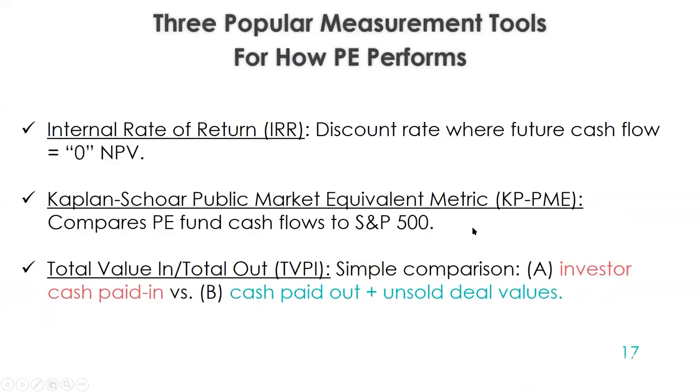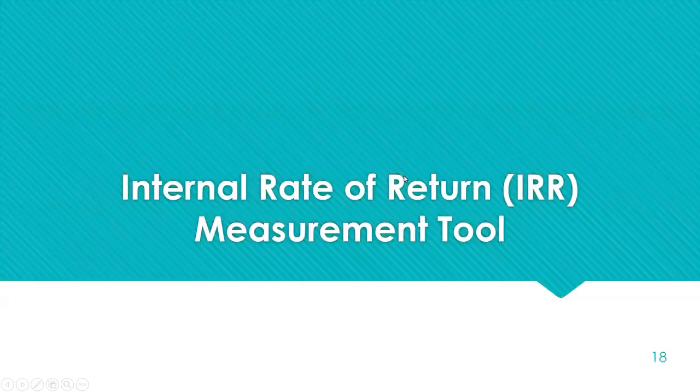Now let's go over the performance for a few minutes. So there's three basic performance measurements. There's the IRR, there's the public equivalent model, and then there's the total value in to total value out measurement. These are the three that everybody looks at. So let's look at the IRR for a second.